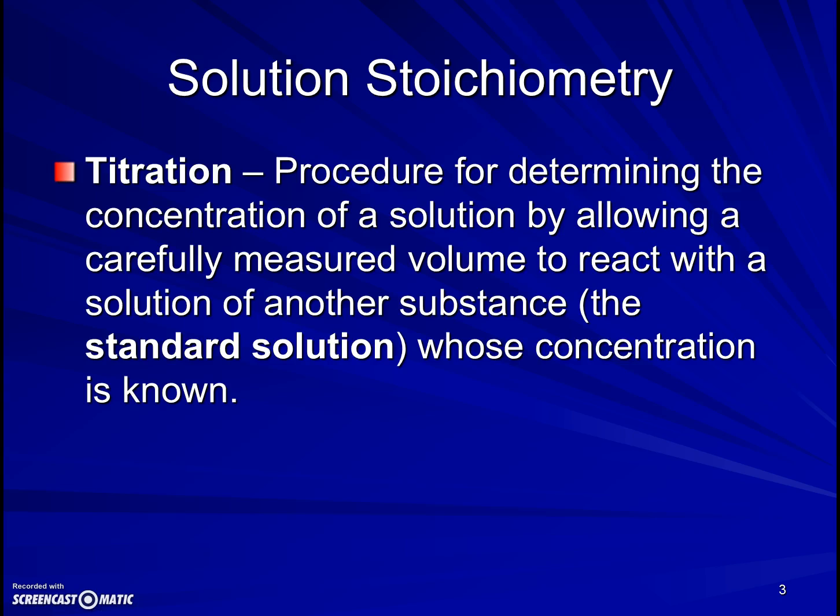One of the key terms in solution stoichiometry, and we're going to spend more time dealing with this in the lab than in the lecture part of the course, but I want to get the definition out there. Titration is a procedure for determining the concentration of a particular solution that we don't know. We measure a certain amount of that perhaps into a flask, by allowing a carefully measured volume that would be in our flask to react with a solution whose concentration we do know very, very well, and to a high degree of accuracy and precision.